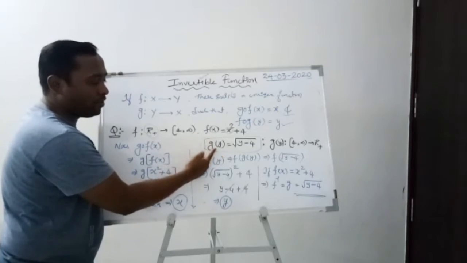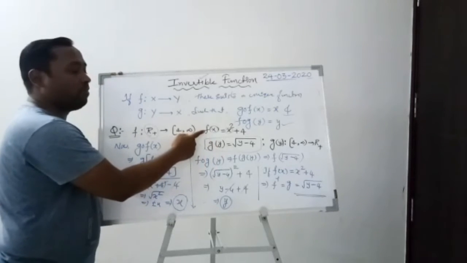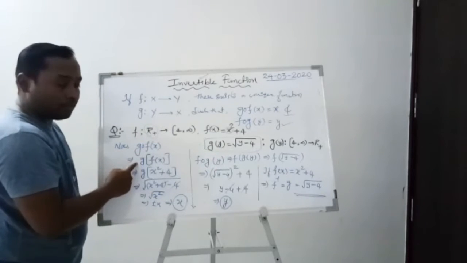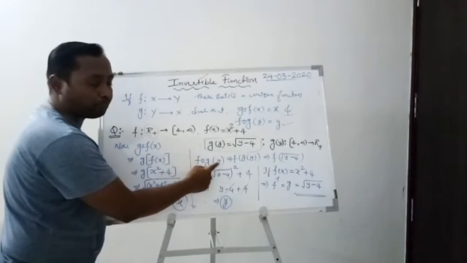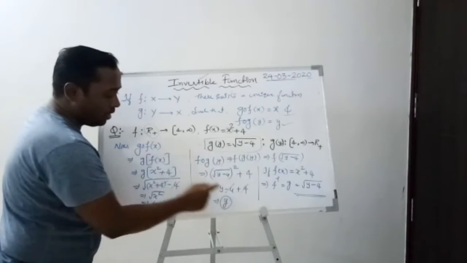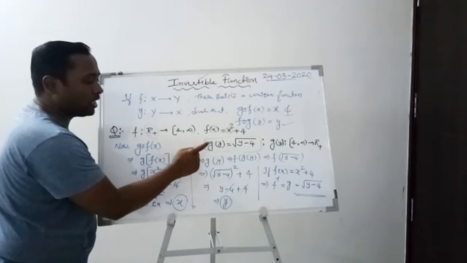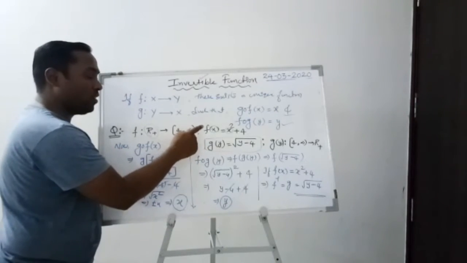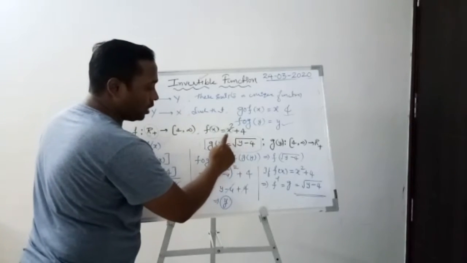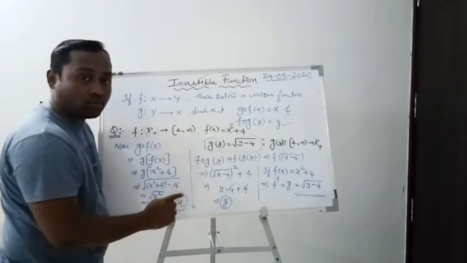Once you define the function g from the given function f, then we'll go for gof of x and fog of y. So gof of x is x, fog of y is y. Hence the defined function g is called the inverse of the function f. Hence the inverse of the function is under root of y minus 4.